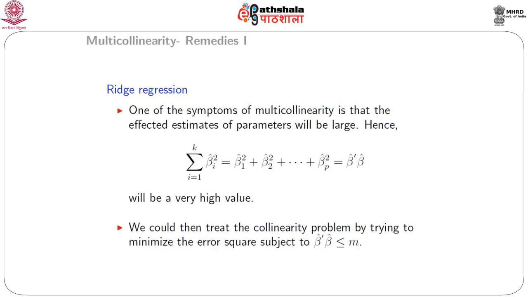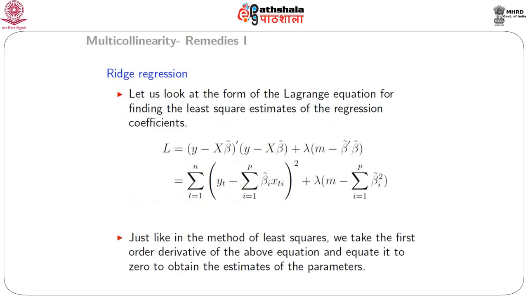So we could then treat the collinearity problem by trying to minimize the error square subject to beta hat prime times beta hat less than or equal to m, where we fix m for an optimum value. So we will use the Lagrangian technique of obtaining an optimum solution after imposing the constraints. So let us look at the Lagrangian equation for finding the least square estimation of the regression coefficient.